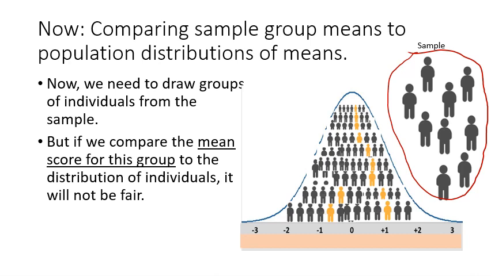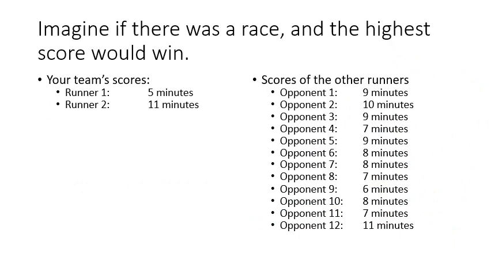But if we took the average score on whatever we're measuring for this group of individuals, so we took the mean, and we compared it to the scores for all these groups of individuals, it would not be fair. Let's look at why this is. Here's a scenario I'm going to use to explain the concept behind the distribution of means, and maybe it will make sense to you. Then we'll get into the actual calculations. So bear with me with this example.